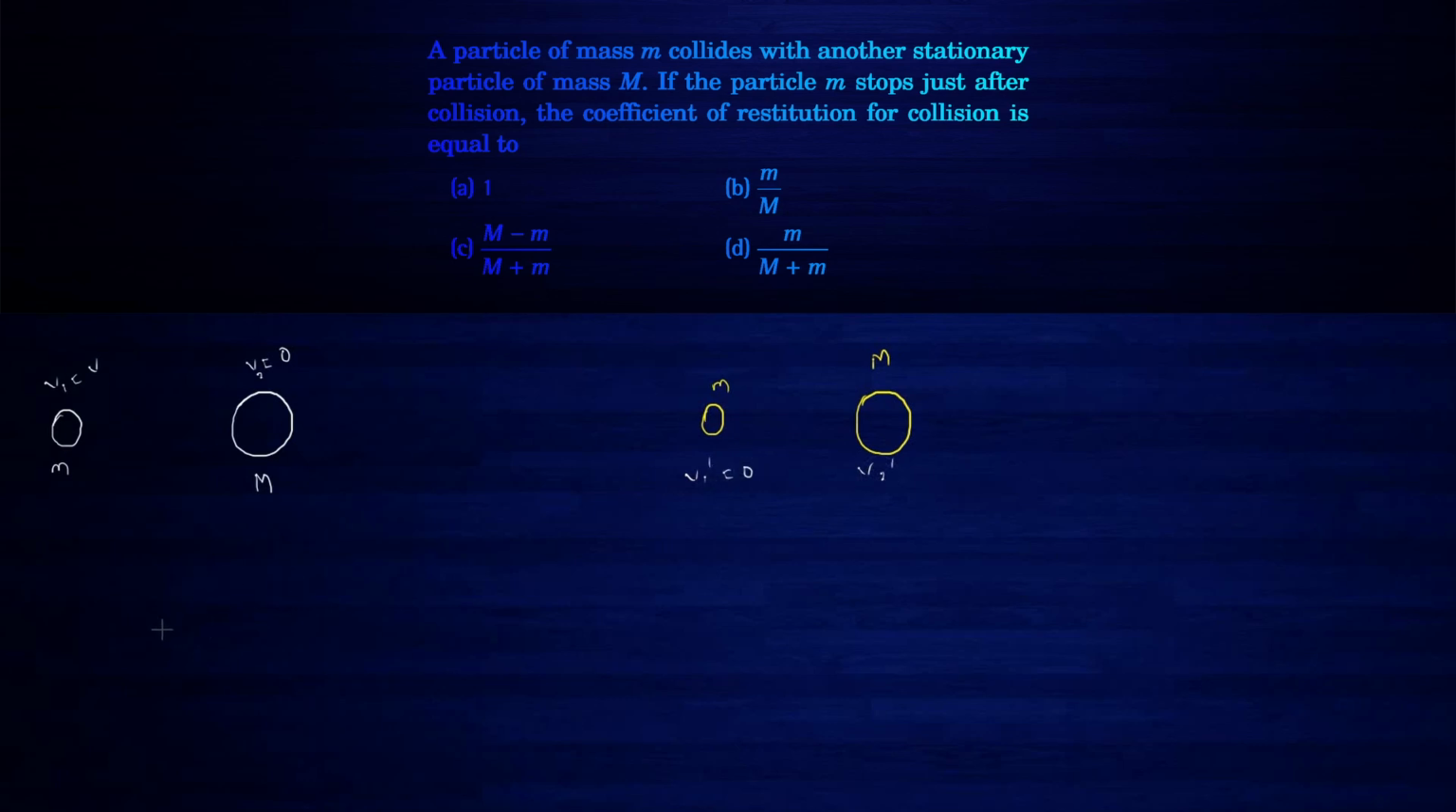So from conservation of linear momentum we can write m times v equals capital M times v2 dash. So this is by conservation of linear momentum, and e is equal to v2 dash by v, which is equal to small m by capital M. So coefficient of restitution e is equal to small m by capital M. So we will get this from this equation. Substituting 1, we get coefficient of restitution as small m by capital M.